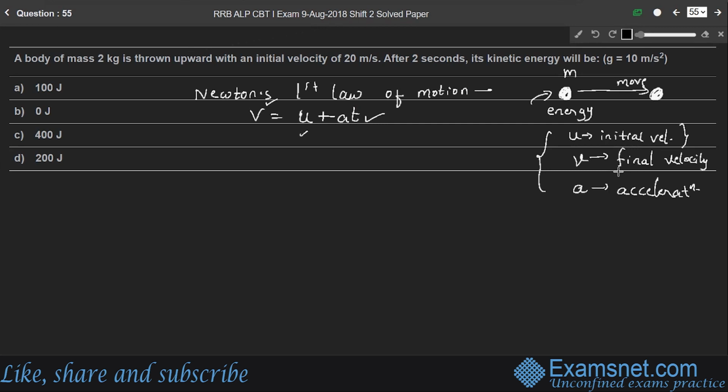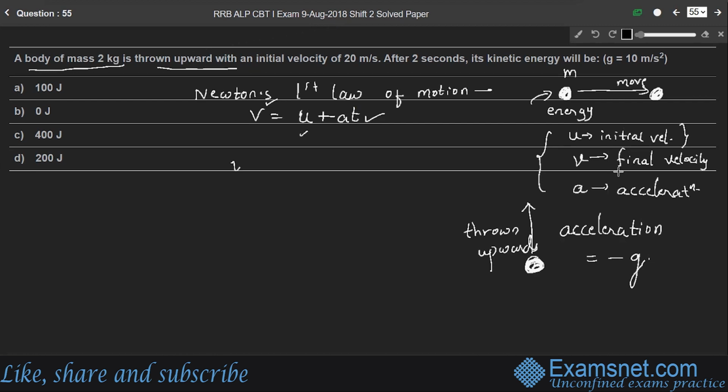So in the given condition, a body of mass 2 kg is thrown upward. It is not thrown downward or sideways. The body is thrown upwards, meaning in the opposite direction of gravity. Therefore, acceleration is taken as the opposite of acceleration due to gravity, which is minus g. In place of acceleration, we have to consider acceleration due to gravity with a negative sign, since the body is thrown upwards.